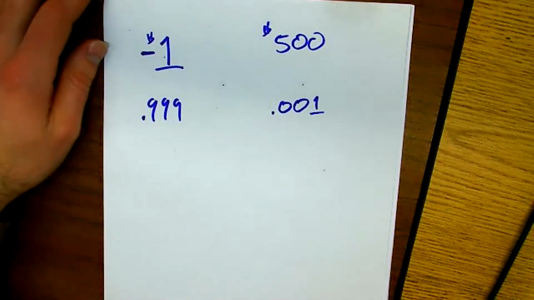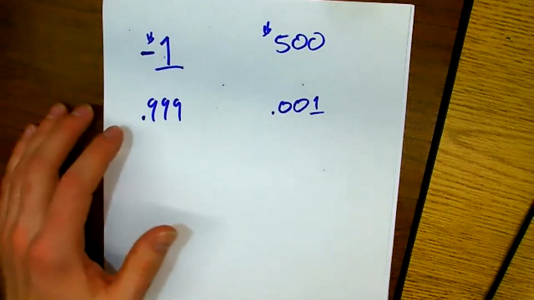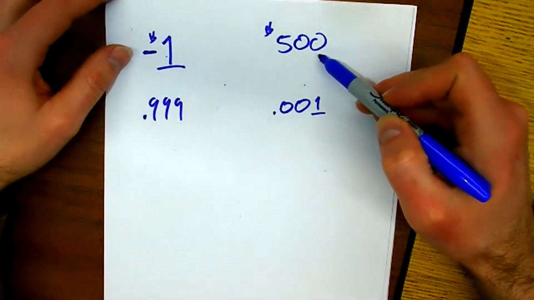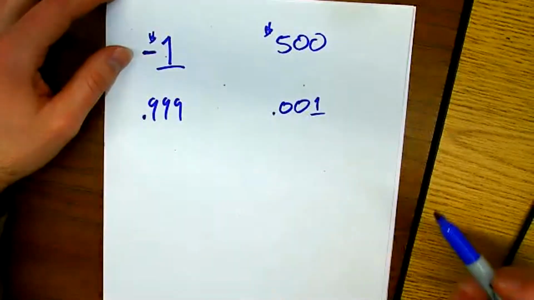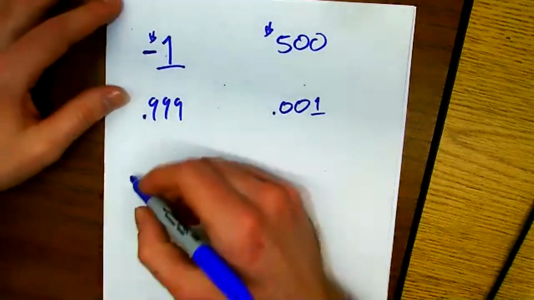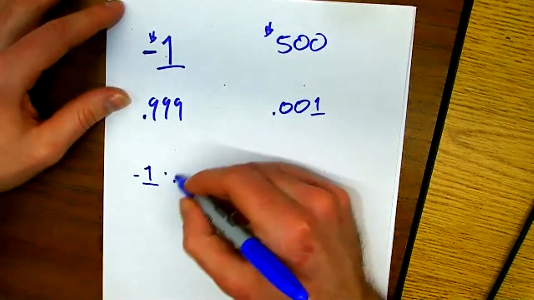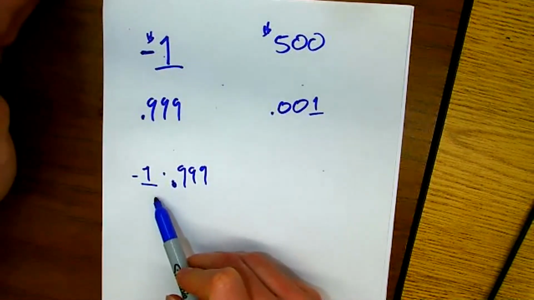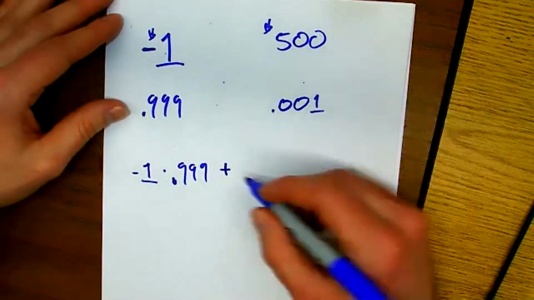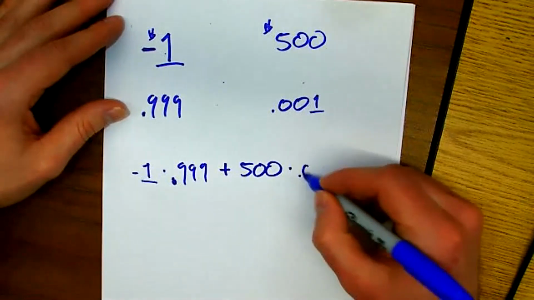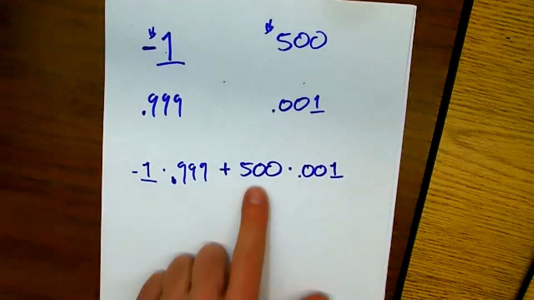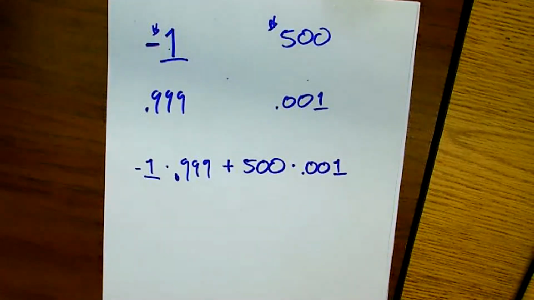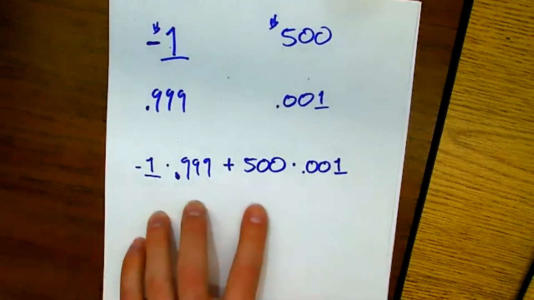So if I'm trying to figure out the expected value of this lottery that I'm playing, what I'm doing is taking each possible outcome, multiplying it by the probability it occurs, and then adding them up. So really all I'm saying is, there's a 99.9% chance I lose $1 playing this raffle. There's a 0.1% chance, or 0.001, that I win the $500 prize. So my expected value, or my expected payoff, is going to be the sum of those two products.